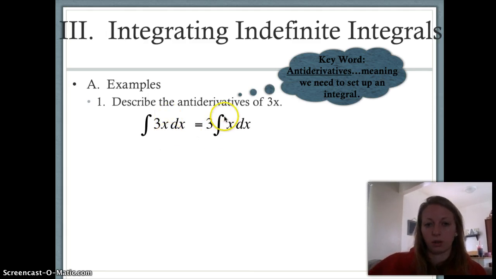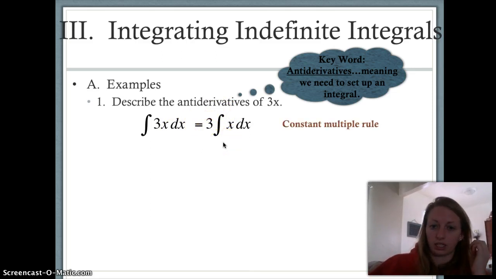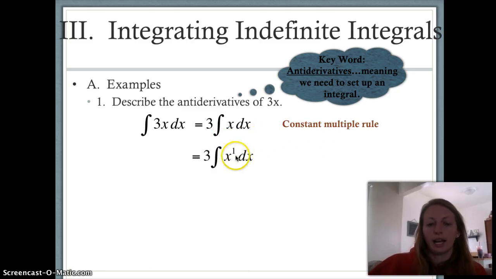Okay, so first of all, we are going to pull our 3 out front, which again, you do not have to do, but you can. And that's our constant multiple rule. Why did I add that 1? Why did I do that? Well, because that's our exponent.